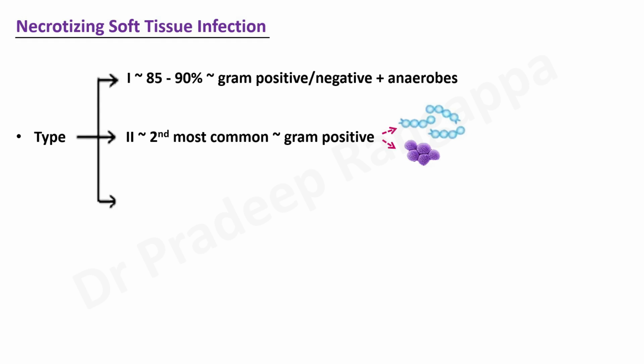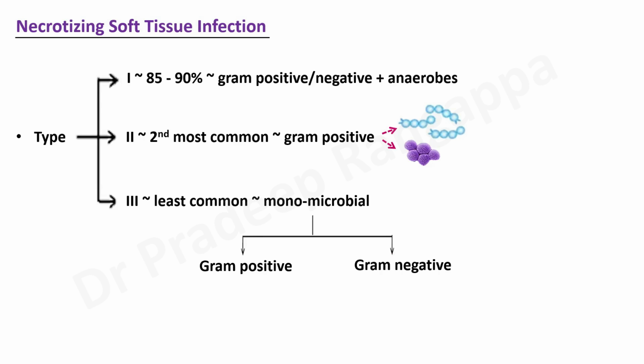So this is very important for us to appreciate. The commonest one is polymicrobial: gram positive, gram negative, anaerobes. Type 2 is Streptococcus and Staphylococcus, and type 3 is monomicrobial. This is something intensive care friends need to understand, that monomicrobial is a misnomer in necrotizing soft tissue infection. It can be gram positive, gram negative, and even Bacillus and Clostridium species also come in this. So this is the classification of necrotizing soft tissue infection.